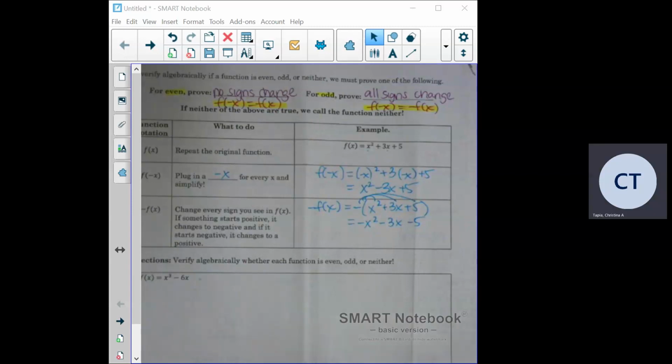So I'm not saying that these are even or odd. I'm just showing you guys, I'm refreshing your memory on what it means to do f of negative x inside the parentheses and negative f of x where it's outside of your parentheses. So let's look at question number 1.